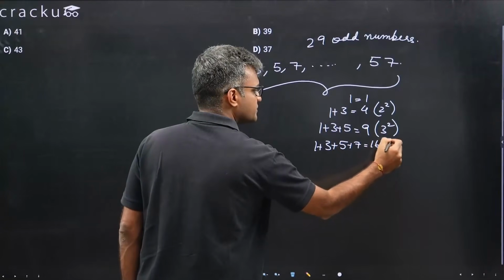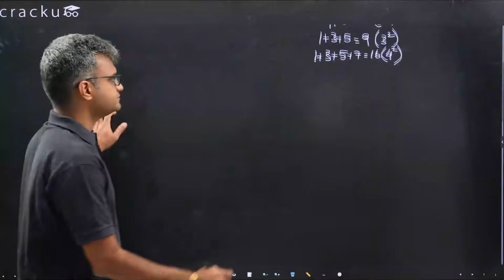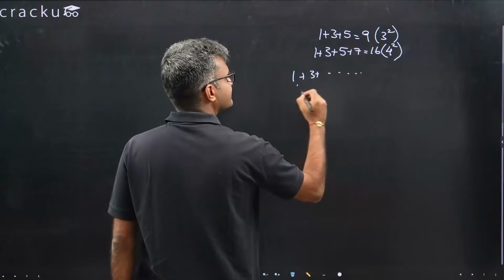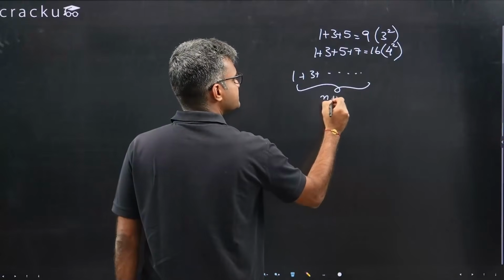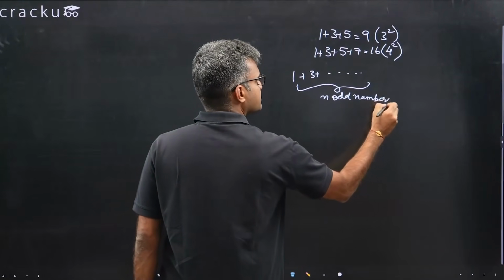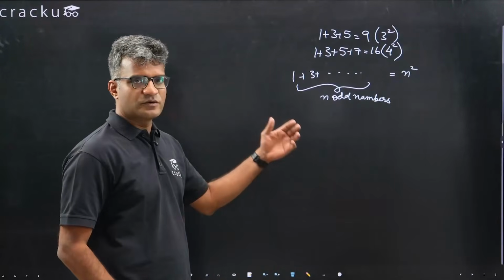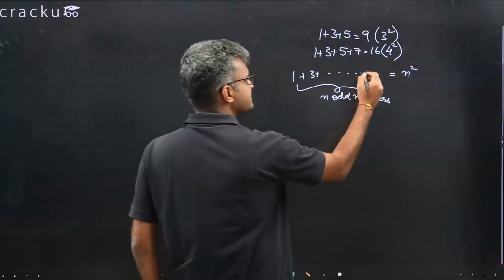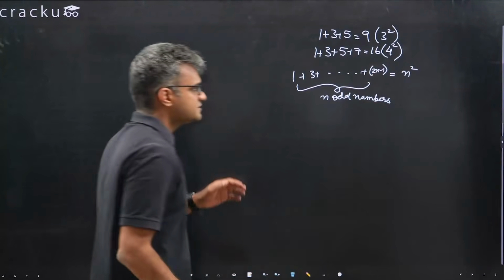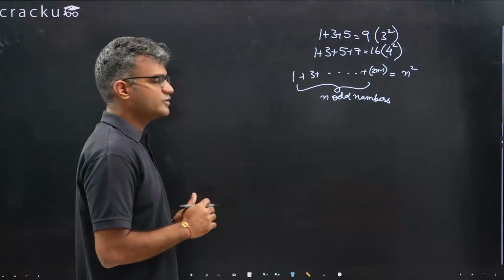This is 4 square. So the sum of the first n odd numbers, this is 1 plus 3 plus dot dot dot, if there are n odd numbers, will be equal to n square. And in fact, you can also figure out what is the last number in this series. This will be 2n minus 1. Sum of the first n odd numbers starting with 1 is equal to n square.